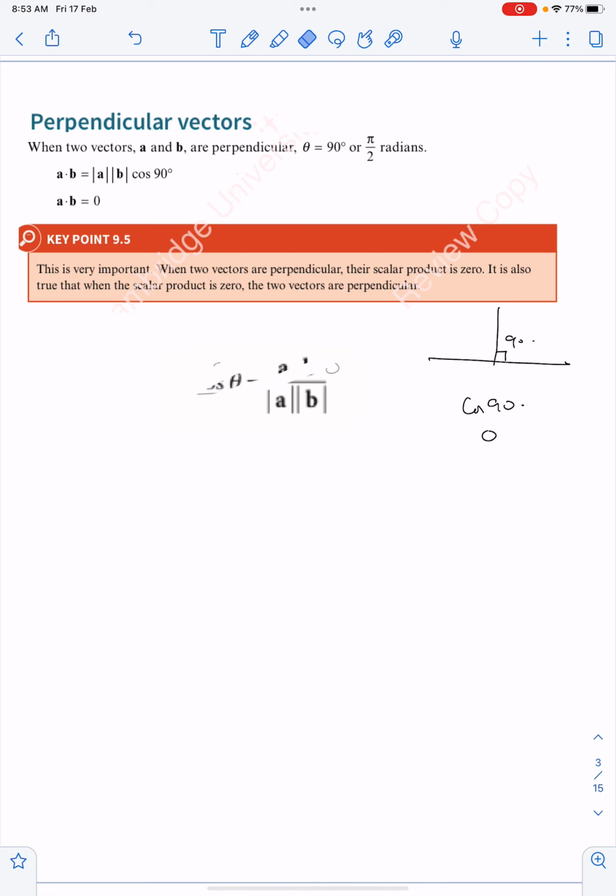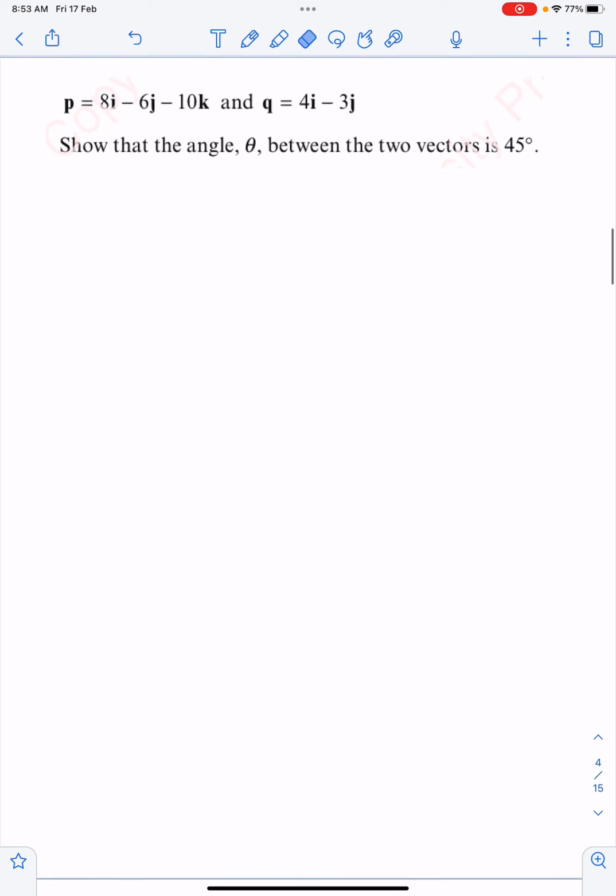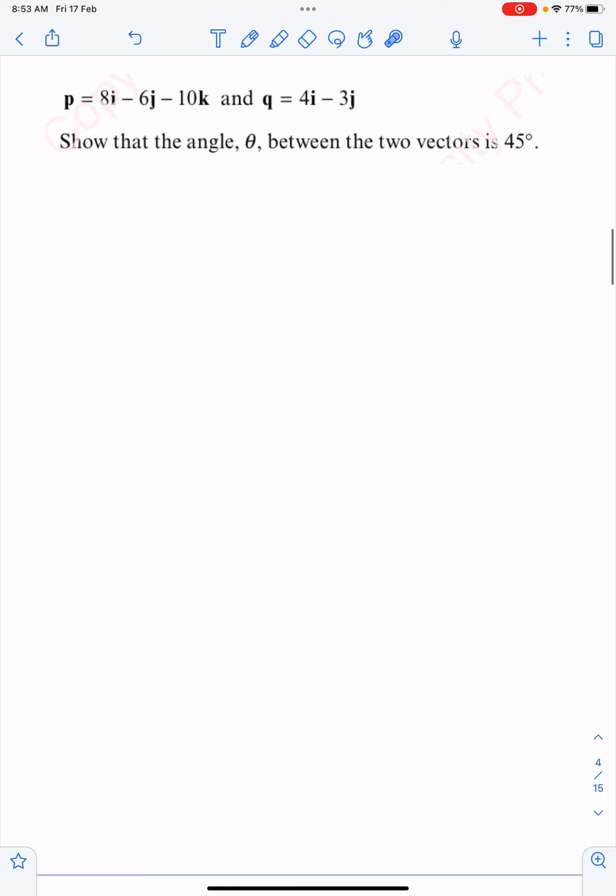Let's start with the first question now. If P is this, Q is this, show that the angle between the two vectors is 45 degrees. These are the two vectors. We want to find out the angle between them. We use the formula cos of theta equals a dot b upon the magnitude of a and the magnitude of b. So cos of theta equals the dot product.